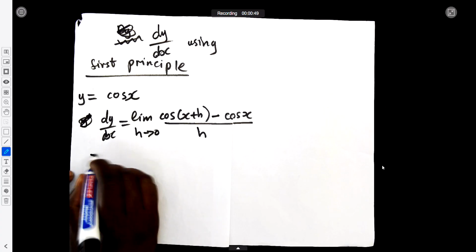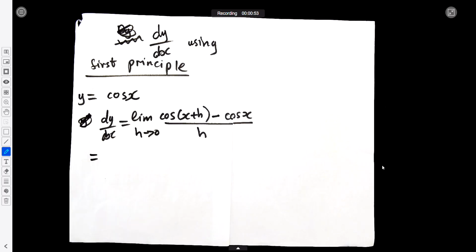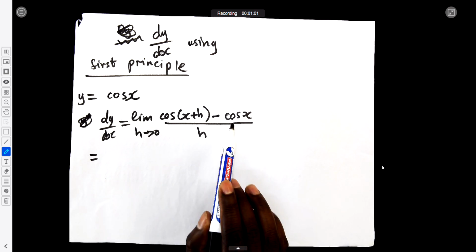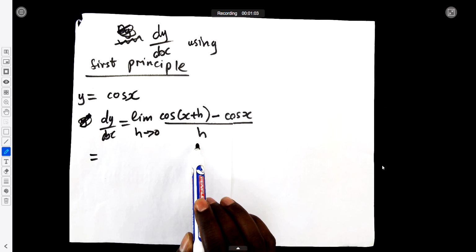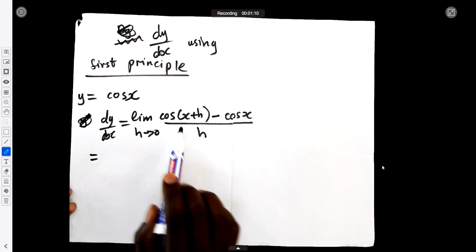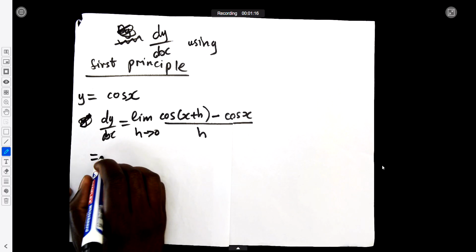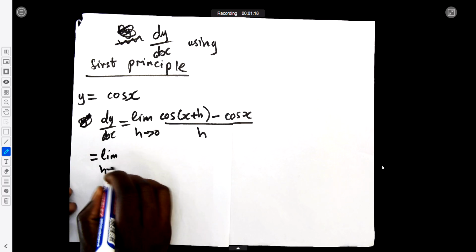So in that case, let's say we substitute h. When we substitute h, we'll have cos x minus cos x, which is 0, divided by 0, which is still an indeterminate form. So we need to simplify. The method that we need to recall is the sum of angles in a cosine, so we'll use compound angles, right?